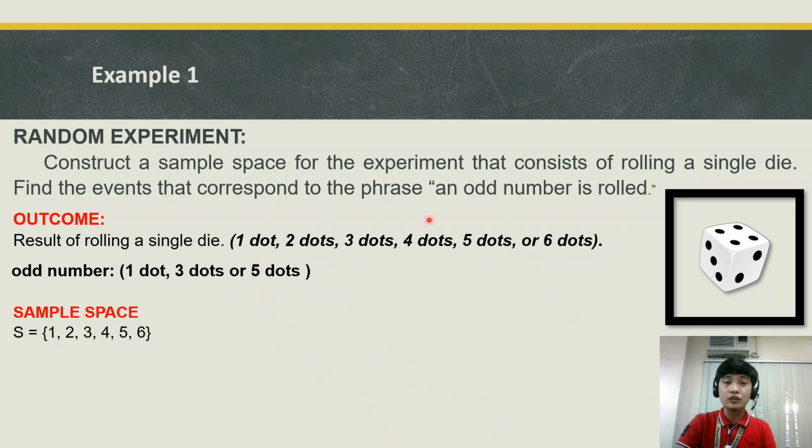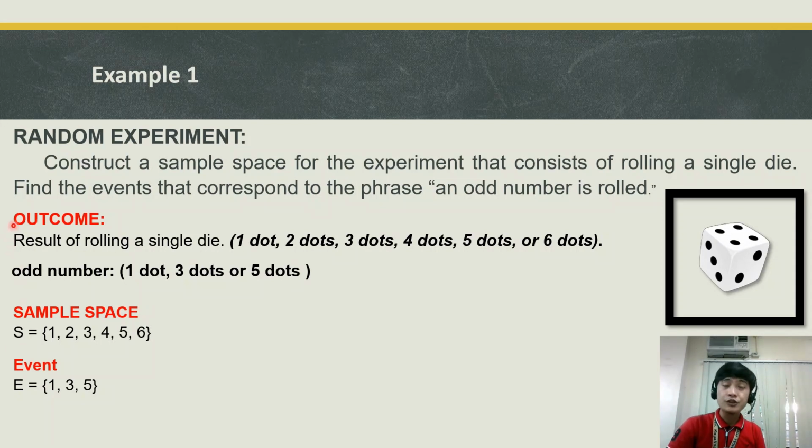So, our event here, it says, find the event that corresponds to the phrase an odd number is rolled. So, the odd numbers here are 1, 3, and 5. Okay? When we say odd numbers, these are numbers that cannot be divided into pairs. So, the event that corresponds to an odd number is rolled, we set E. We let E be the event that corresponds to this particular event, which is an odd number is rolled. So, E is equal to {1, 3, 5}, enclosed in braces.